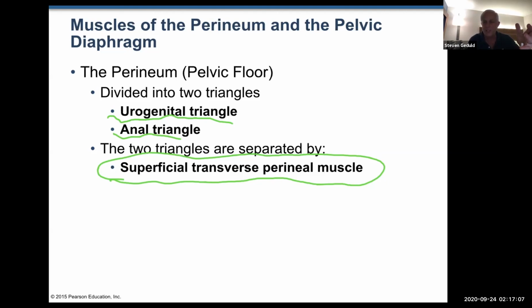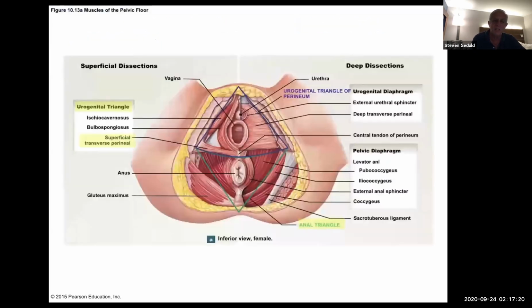It's superficial because it's on the top of it. It's transverse because it runs side to side, and it divides the perineum into the two triangles. So, superficial transverse perineal muscle. And I'll show you what it looks like. And here it is. This is a superficial, I'm on the wrong screen. Superficial transverse, and it runs on both sides. It divides the urogenital triangle, up here, and the anal triangle. That's its function. That's what the muscle divides.